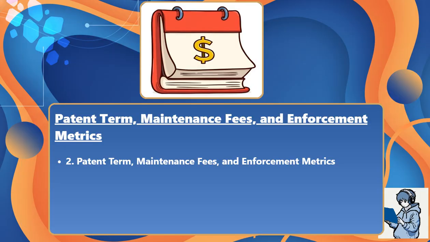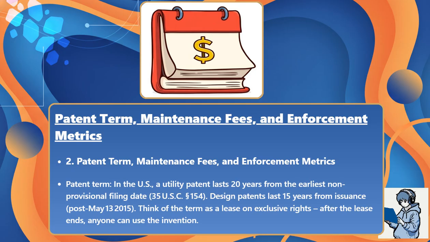Number 2: patent term, maintenance fees, and enforcement metrics. Patent term: in the United States, a utility patent lasts 20 years from the earliest non-provisional filing date, 35 United States Code Section 154. Design patents last 15 years from issuance, post May 13, 2015. Think of the term as a lease on exclusive rights. After the lease ends, anyone can use the invention.